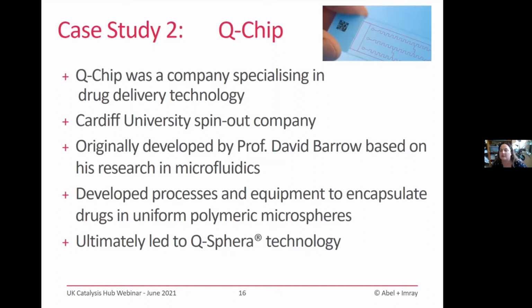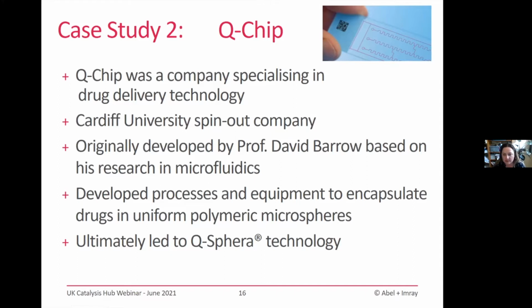business interests. So once QTIP had come into this drug delivery technology, they developed a new process for encapsulating drugs into polymeric microspheres. So those microspheres can be used as an injectable therapeutic, and they offer controlled and sustained drug delivery. So the research program that QTIP undertook eventually led them to develop a process that they called QSphere.